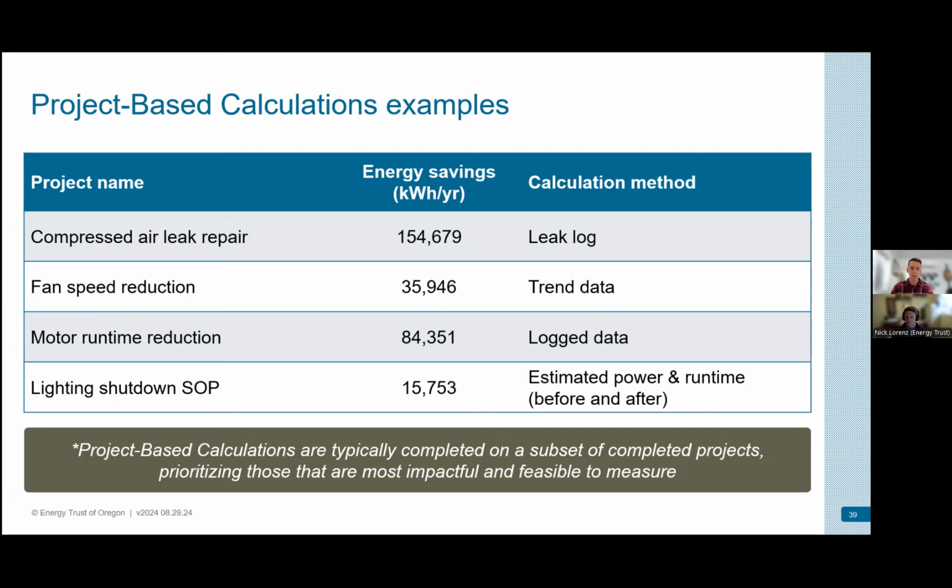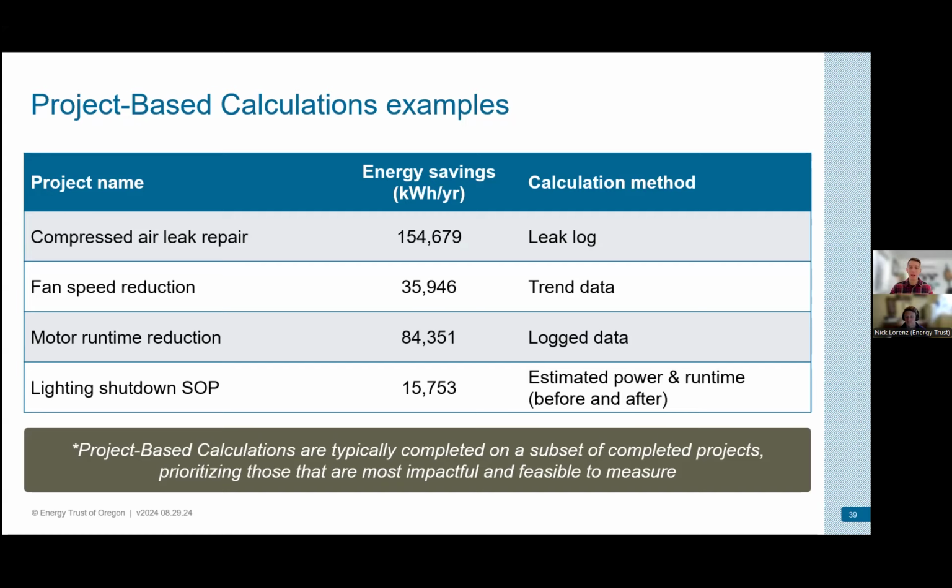Our next project is the motor runtime reduction. Let's say that's a big motor. That's a 50-horse motor. It's going to have a big impact, 85,000 kilowatt hours or so. But in this case, it's not part of a building automation system. So we can't just go and download trend data. Well, we've got another good option here.